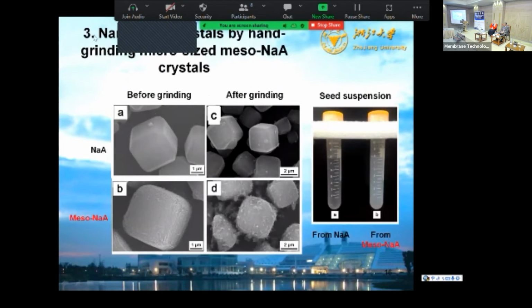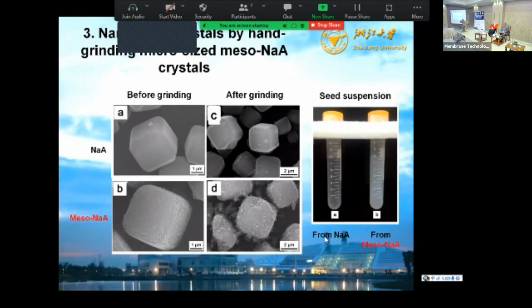The third one, we can get nano seed crystals by hand grinding micro-sized mesoporous sodium A crystals. This slide shows the traditional sodium A cubic crystals. After grinding, there are almost no small crystals. But if we use meso sodium A crystals, just by grinding, we can get very small crystals, like seed crystals, very easily.